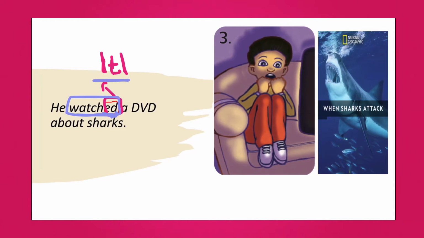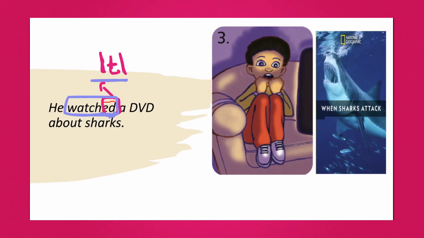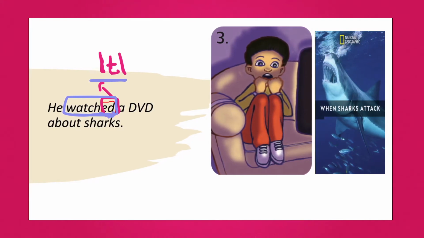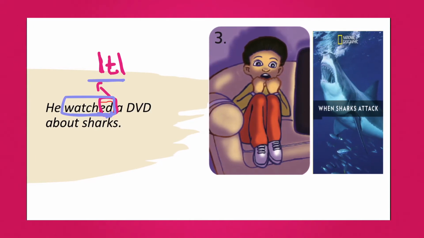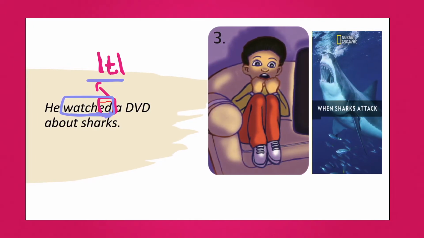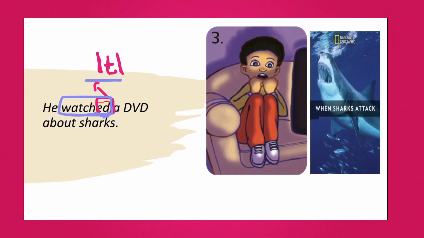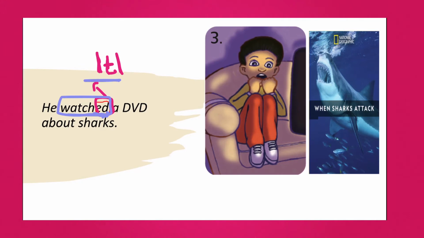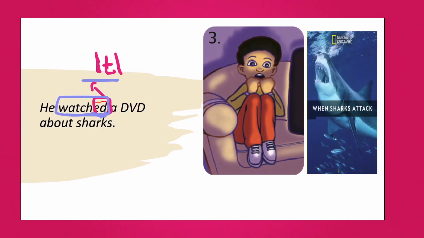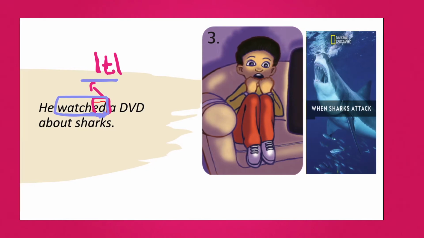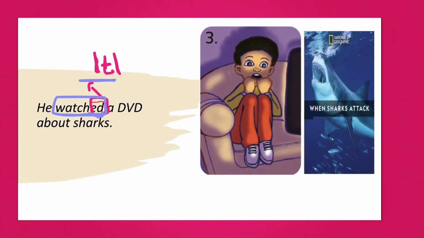So let's talk about this boy in the past tense. He watched a DVD about sharks. The ed here shows that the verb is in the past. So the verb is watched. Watched. How we're going to pronounce the ed? We're going to say it. Watched. He watched. Okay? So we're going to pronounce it as t. He watched a DVD about sharks.